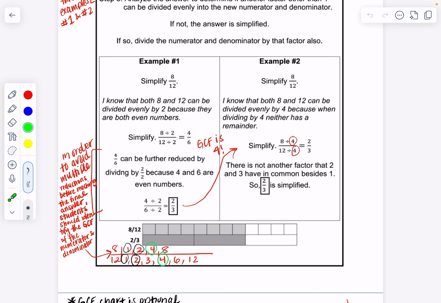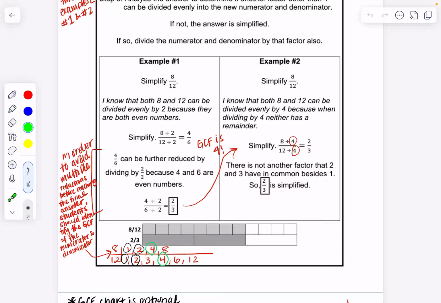Because 4/6 can be further reduced by dividing by 2 again. And so when we divide by 2 again, we get 2/3. Because there is no other number that is a factor of both 2 and 3, we know that 2/3 is our simplified fraction.